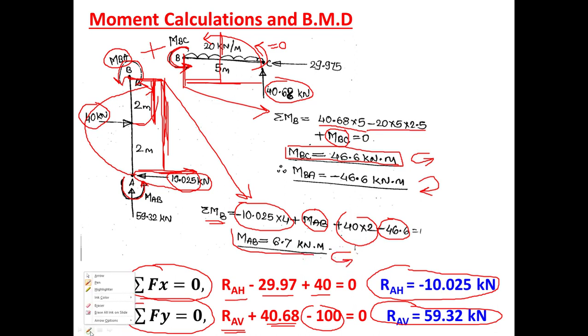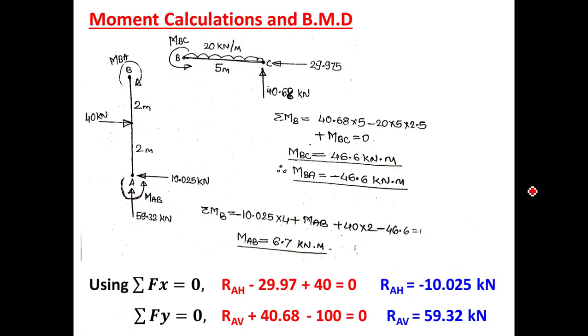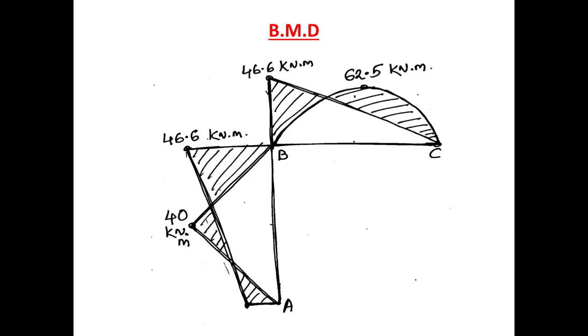Okay, so like this you can perform the calculation and find out all moments and reactions in the given portal frame. Once you calculate all the moments, now the rest of the part is only to plot the bending moment diagram. So this is the bending moment diagram. BC is subjected to UDL, so it is parabolic in nature. Maximum bending moment is WL square by 8, that is 62.5. Column AB is subjected to central point load, so positive moment will be triangular in nature. Maximum moment is WL by 4, that is 40. So these are the positive moments.